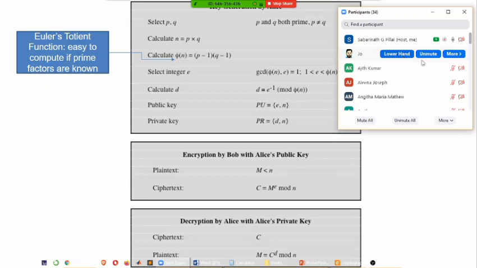Yes, Joe. In that, calculate phi of n equal to p minus 1 and q minus 1. Yeah.